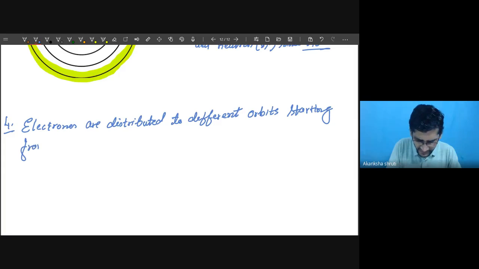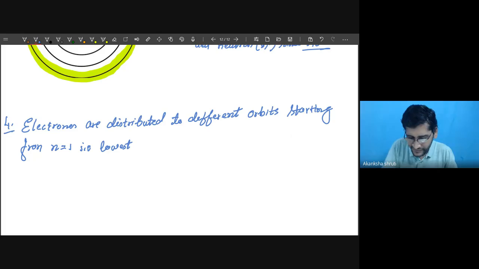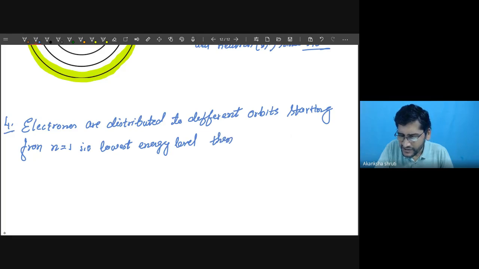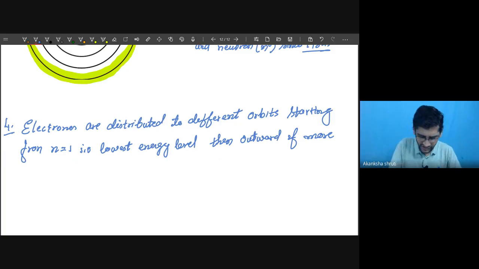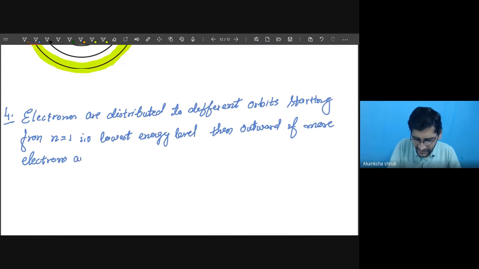from n equals 1, meaning the lowest energy level, or the orbit nearest to the nucleus, then outward. If more electrons are there, they go to the next orbits. This was the rule.